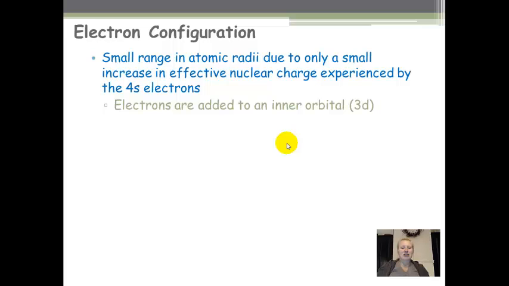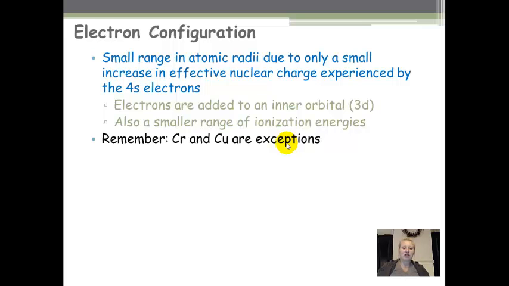The electrons that are added for each successive transition metal are being added to an inner orbital, a 3d orbital. They also have a smaller range in ionization energy because of this similar effective nuclear charge. Please remember that chromium and copper are exceptions to the electron configuration, and go back and review them if you don't remember what that exception is.